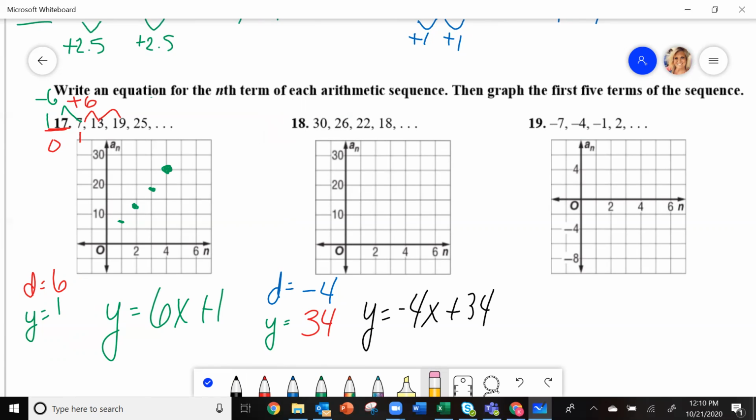It wants us to graph it. So the first number is 30. So I go over to 1 and I go up to 30 and put a dot. The second number is 26. Over to 2 and up to 26. The third number is 22. And the fourth number is 18. And there would be a sketch of my points. Try and do number 19.